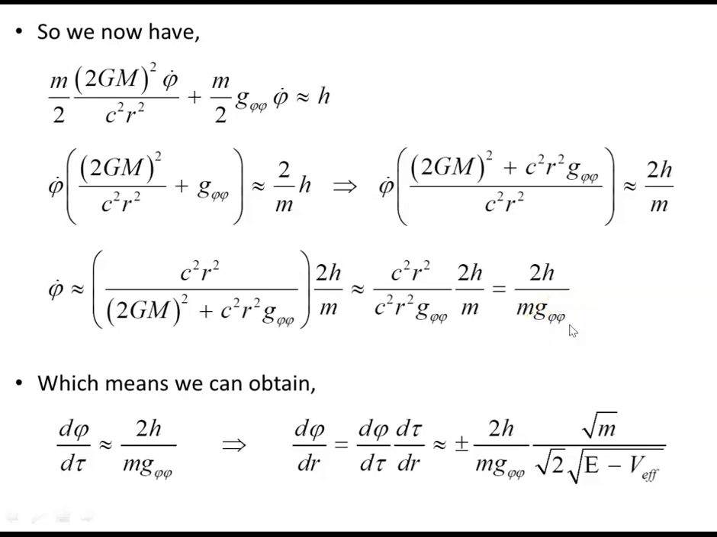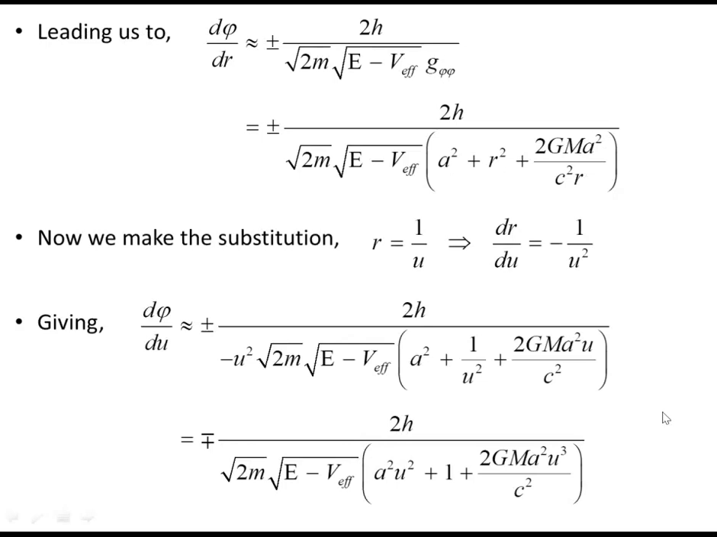So that gives us phi dot. What is phi dot? Well, phi dot is d phi d tau, approximately that. Then d phi dr becomes d phi d tau times d tau dr, approximately this. Remember, d tau dr was this object here, square root m on square root 2 times the square root of the energy minus the effective potential. Now we have this bit in front, which is the d phi d tau. So we have d phi dr, and that suggests we should be able to integrate this to come up with phi as a function of r. Well, we should be able to, but in reality there's no exact analytical solution to it, so we're going to have to resort to numerical integration.